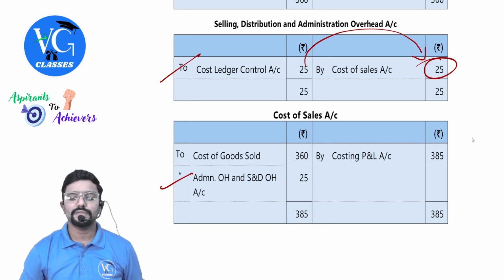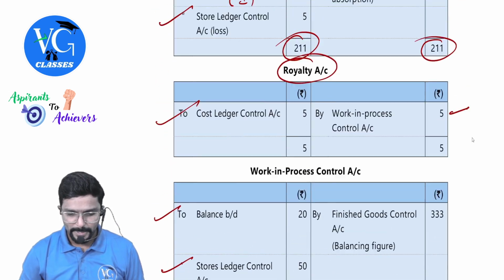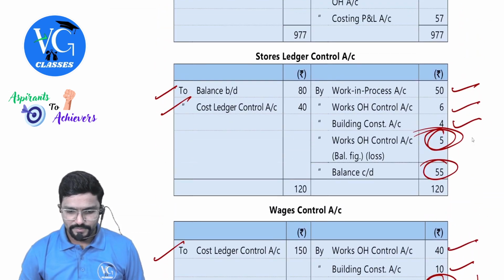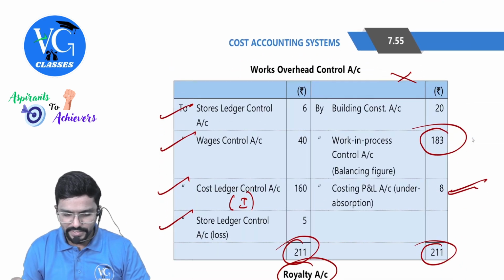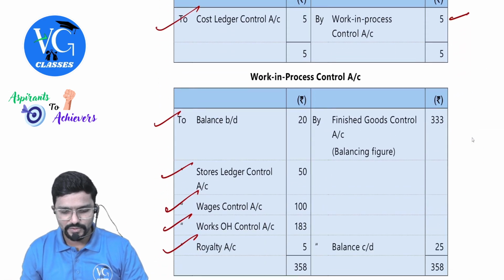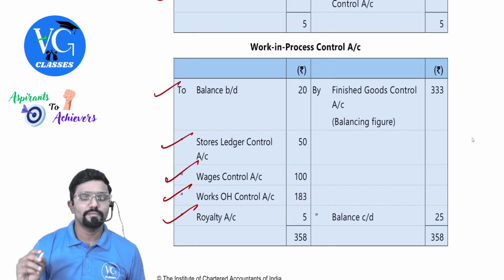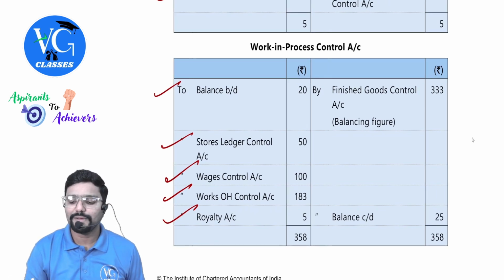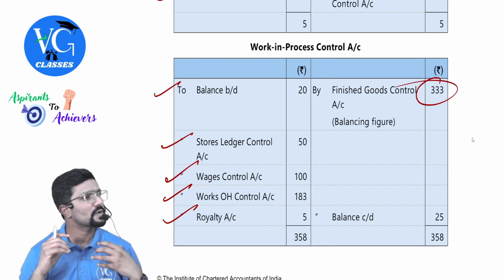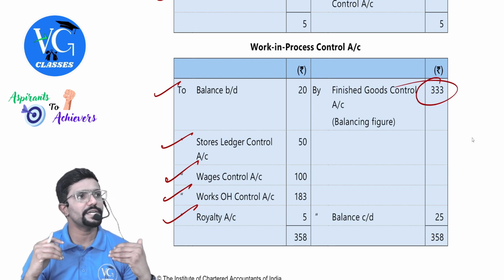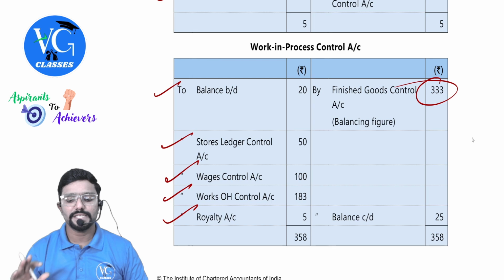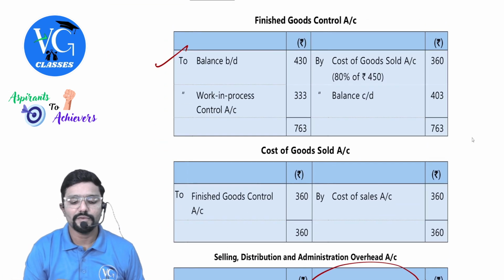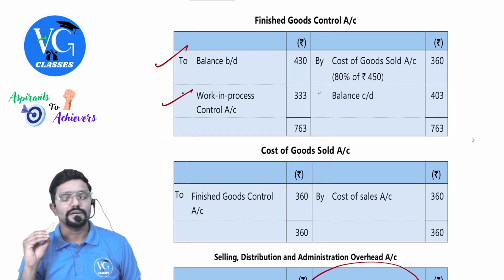Guys, listen. Some things we have to take care of. Stores ledger we have closed. Wages control we have closed. Work overhead also I guess we have closed. Royalty we have closed. Work in progress. Sir, in work in progress account, what is the balancing figure here? Cost of production. We are sending it to which account now? Finished goods control account. But we call it COP, guys, cost of production. We will receive it here.